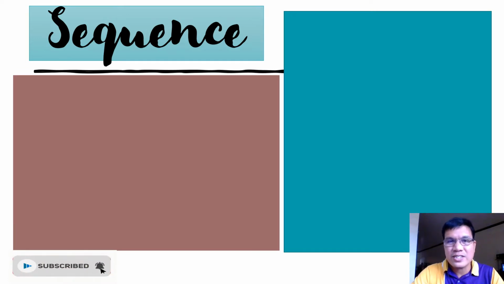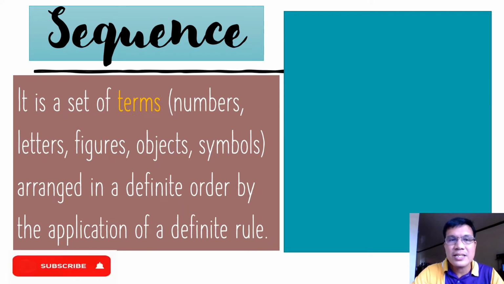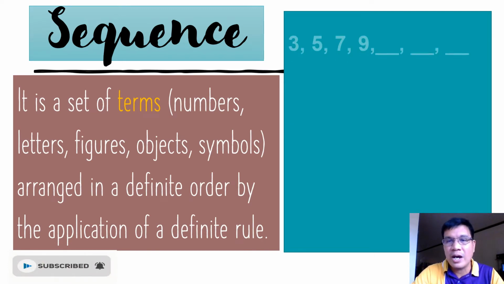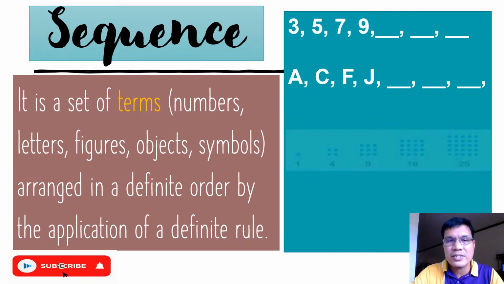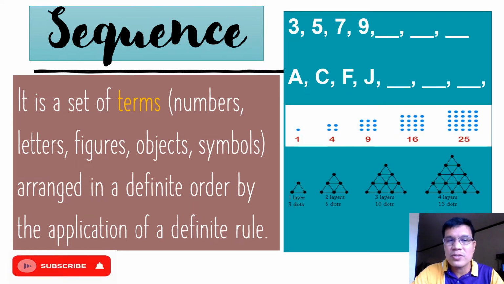To begin, let us start with the definition of sequence. Sequence is a set of terms, maybe numbers, letters, figures, objects, or symbols arranged in definite order by the application of definite rules. So meaning, just like this one, 3, 5, 7, so meron tayong definite rule na sinusunod. A, C, F, and J, 1, 4, 9, 16, and 25. So we are going to look for that rule.